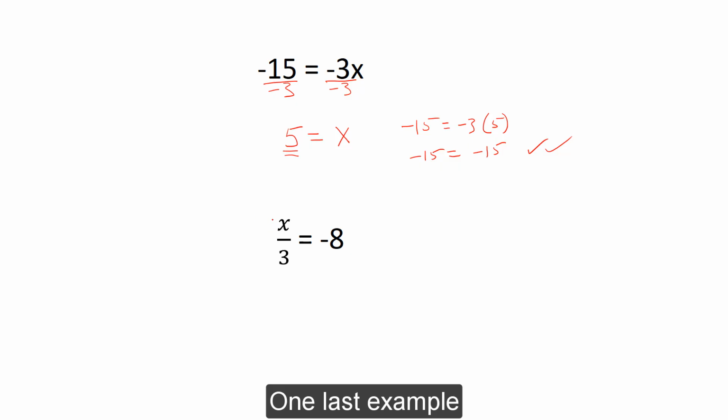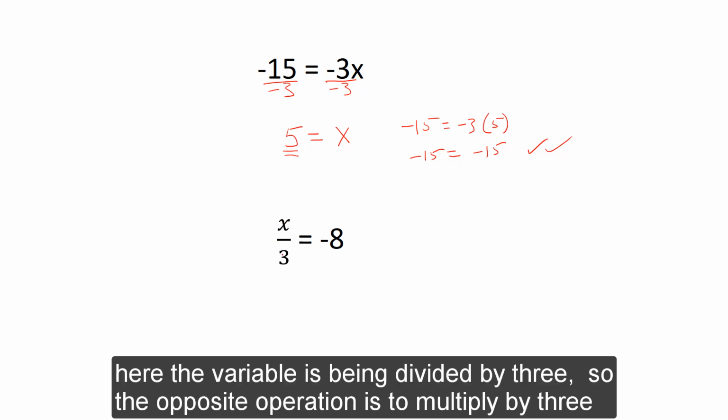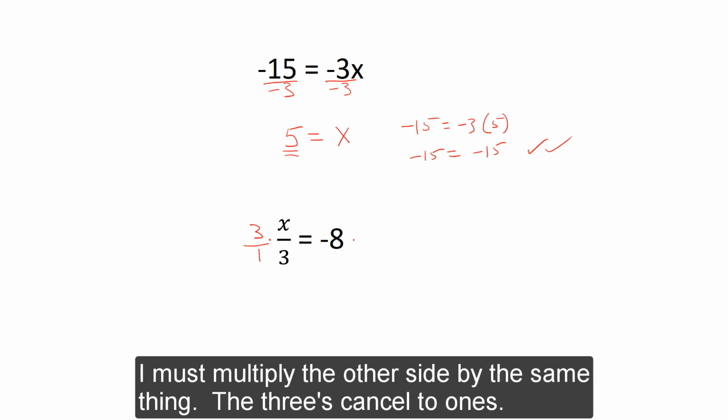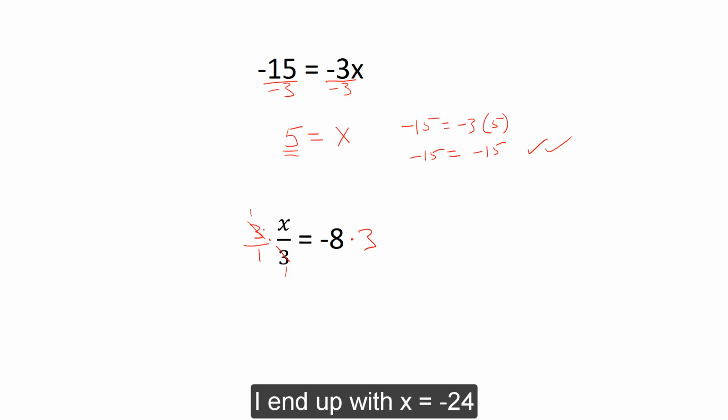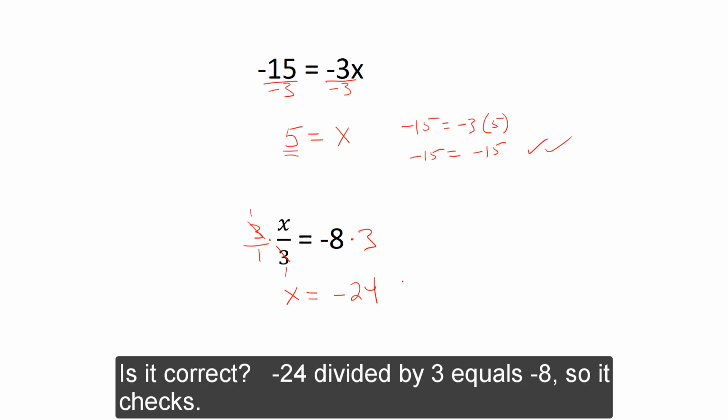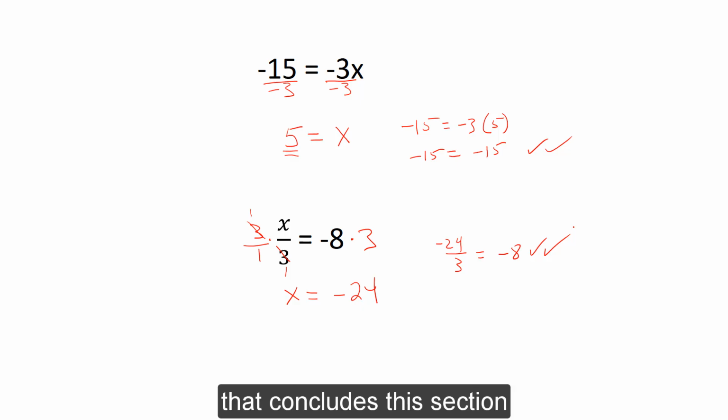And one last example. Here the variable is being divided by 3, so the opposite operation would be to multiply it by 3. I'll write it as a fraction, although I don't really have to. On this side I must do exactly the same thing. These 3's will cancel out to be 1's, so what I end up with is 1 times x, which is just x, and on the right side, negative 8 times 3 is negative 24. Is it correct? Negative 24 divided by 3 is equal to a negative 8. Negative 8 does equal negative 8, so the answer checks. That concludes this section.